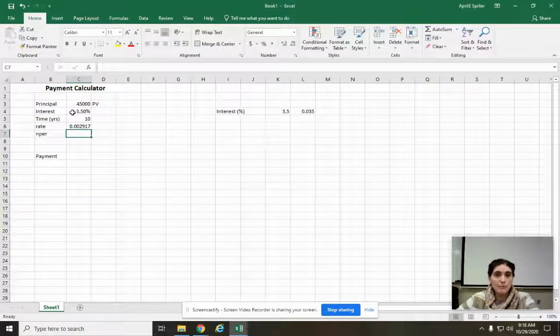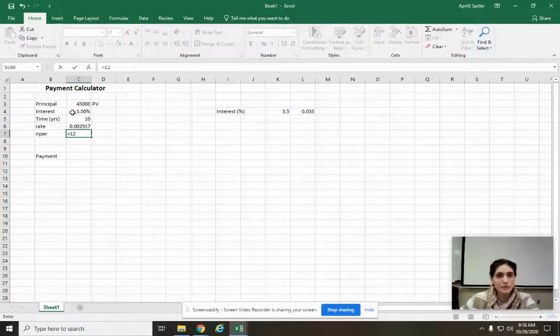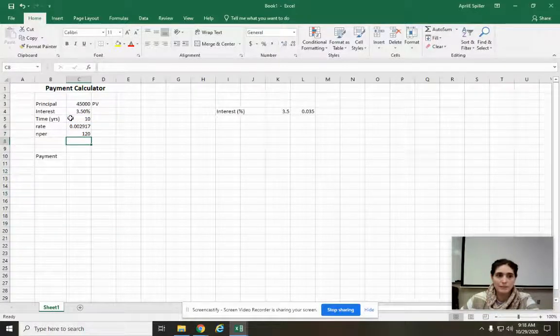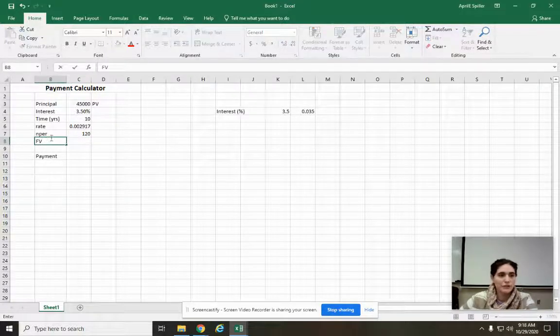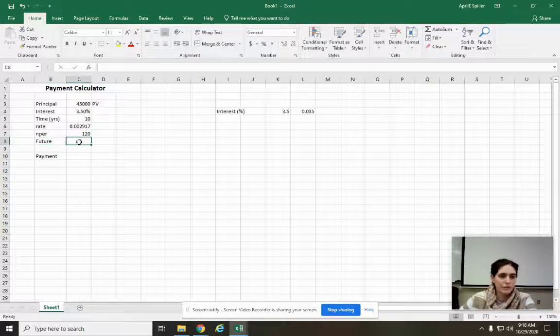NPER is the number of payment periods, so this is the number of payments. We're paying it off by month, so this is going to be equals 12, because there are 12 months in a year, times the number of years. This is 120. The only other thing we would have is our future value. In this case, we're paying it all the way off, so it would be a 0.